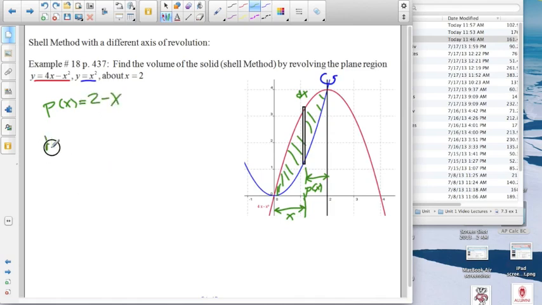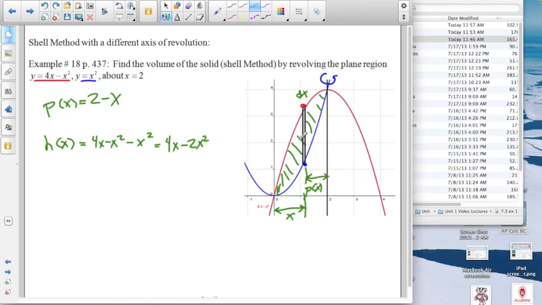Our h of x, again, is also going to be a fairly complicated expression. Our h of x has a top on the red function and a bottom on the blue function. So we're going to have to take our red function and subtract our blue function. That's taking our red function, which is 4 minus x squared, and subtracting our blue function, which is x squared. When we simplify that, that is 4 minus 2x squared. And so there's our h of x function.